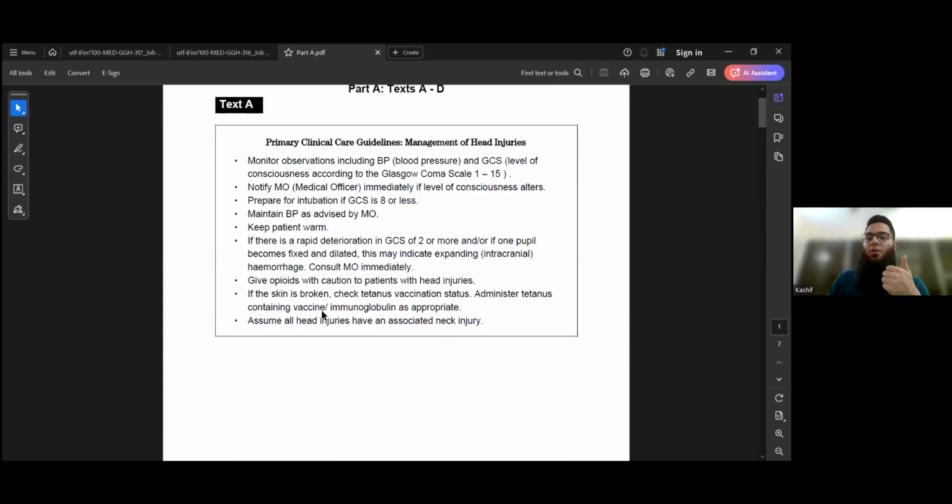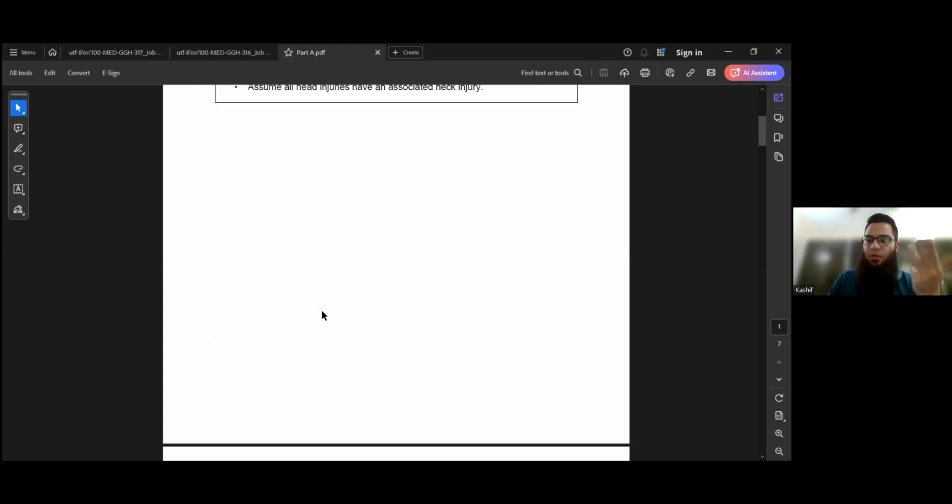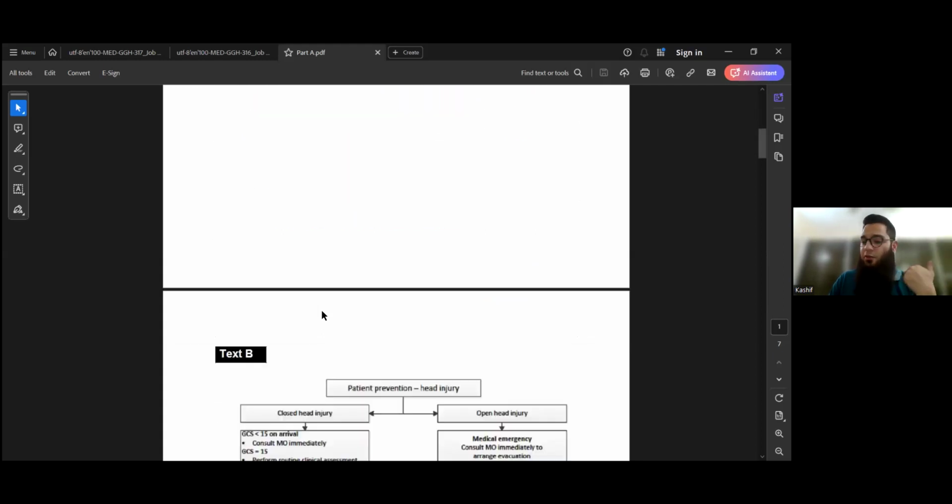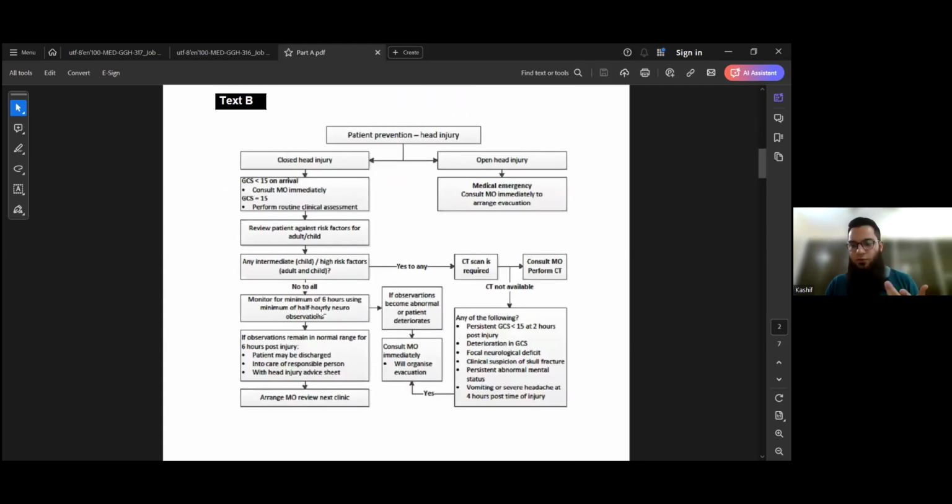what should we do? We should measure GCS, then BP, then maintain BP, keep the patient warm, then consult the MO, and then give him opioids, give him tetanus, get to know about his vaccination status, and assume all head injuries are associated with neck injury. Text B is about closed head injury versus open head injury.